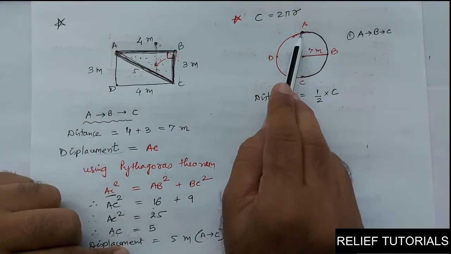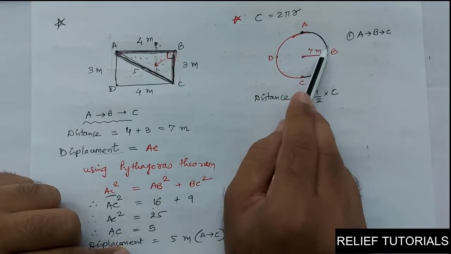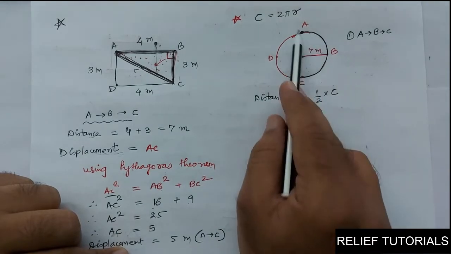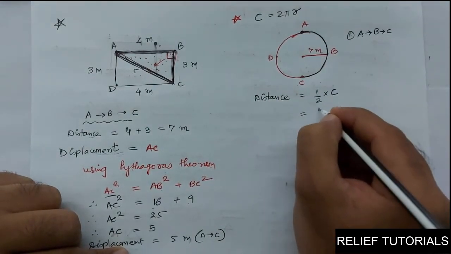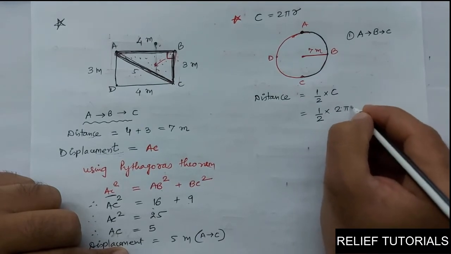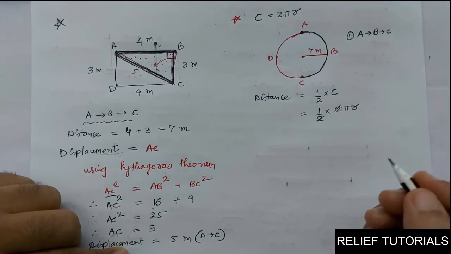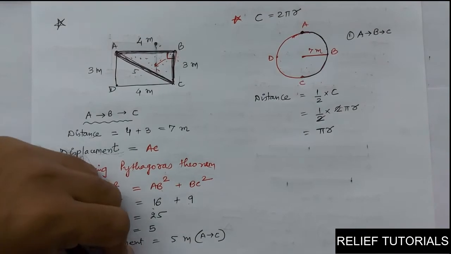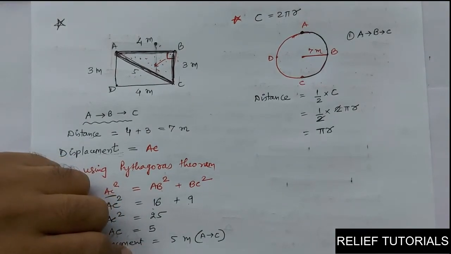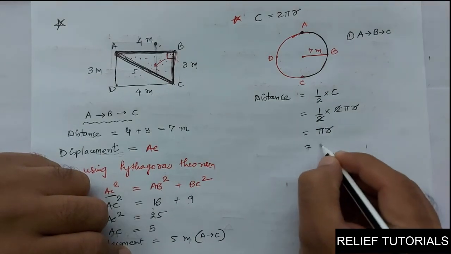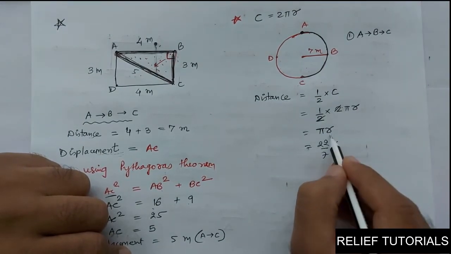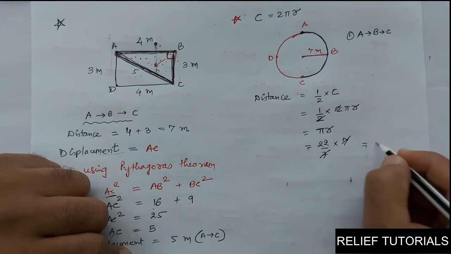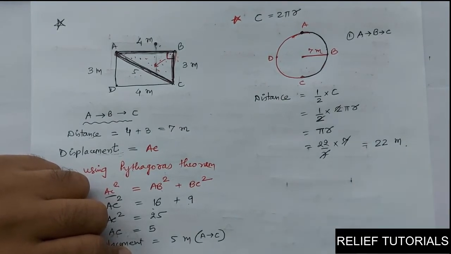Again, the particle is starting its journey from A to B to C, following the curved path. So the half circumference is covered. Half circumference means half into circumference. Put the value. Half into 2 pi r. Can we cut 2 before doing anything? Yes. So here the distance is half circumference, pi r. Now put the value of pi and r. Pi means 22 by 7 and r means radius. Radius of the path is given to you as 7. So 7, 7 cancelled. So distance covered here is 22 meter.